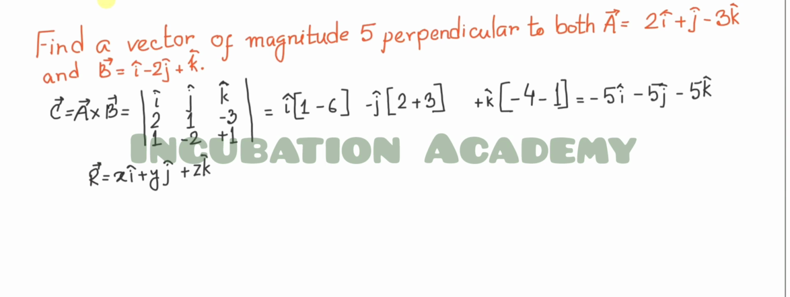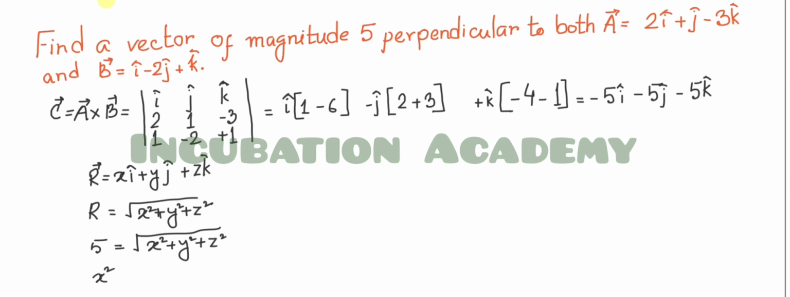The magnitude of the r vector is root over of x square plus y square plus z square, and it is said that this is 5. So it becomes root over of x square plus y square plus z square equal to 5, so this simply becomes x square plus y square plus z square equal to 25.